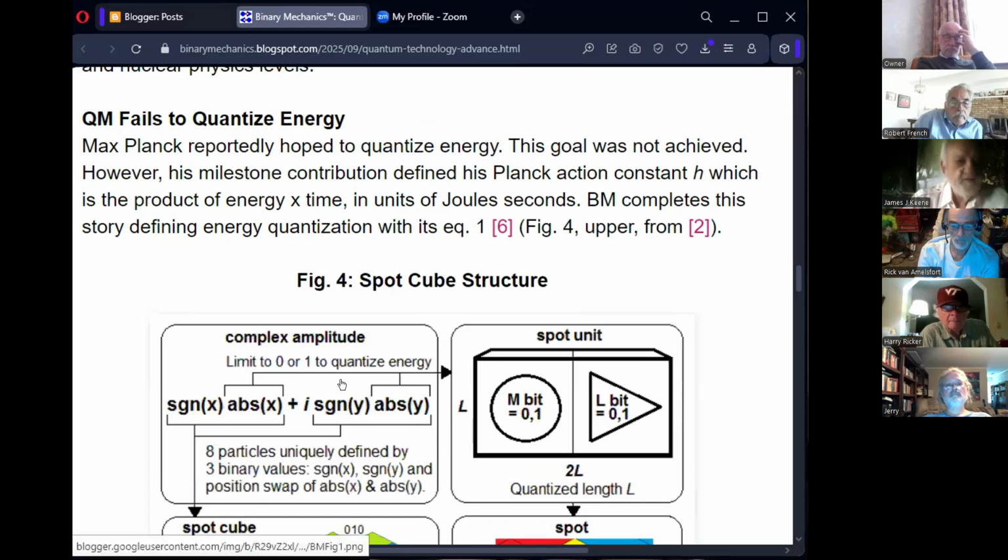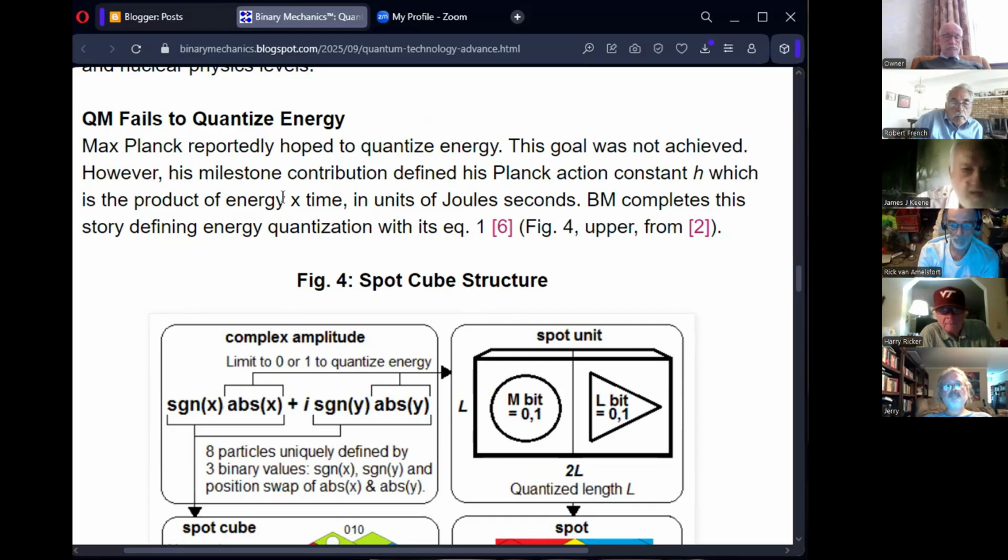Next topic, QM fails to quantize energy. Max Planck, bless his soul, reportedly hoped to quantize energy. This goal was not achieved. However, his milestone contribution defined his Planck action constant h, which is the product of energy times time in units of joules, seconds.